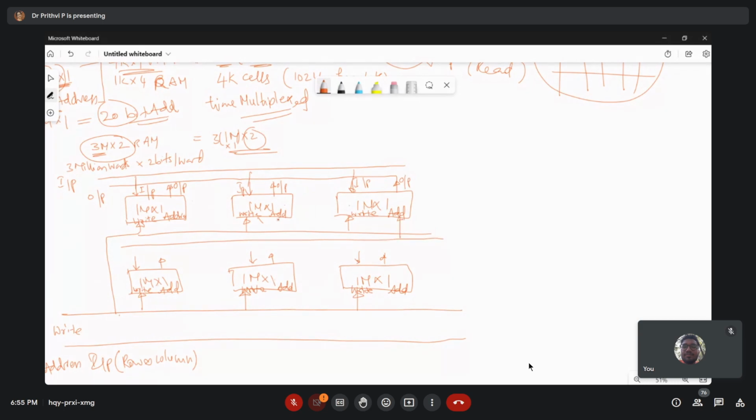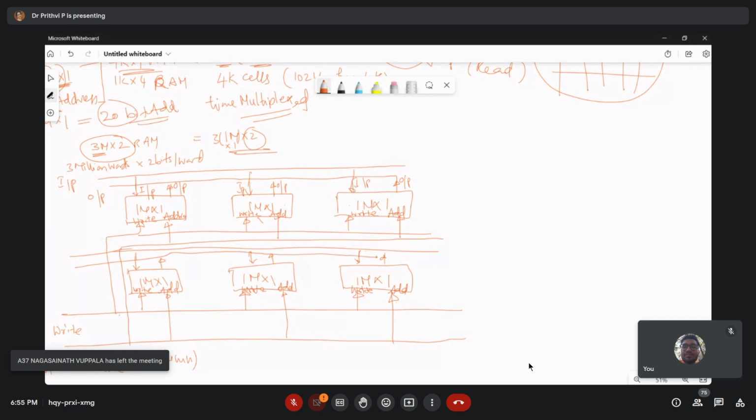This is address, and this is address. This is your address bit. Now again here you have this D in and D out, which is common. D in and D out, which is also common. So this is D in, input, and D output.